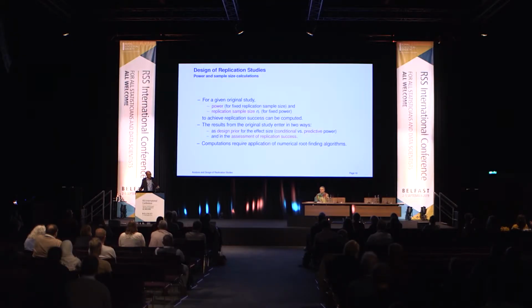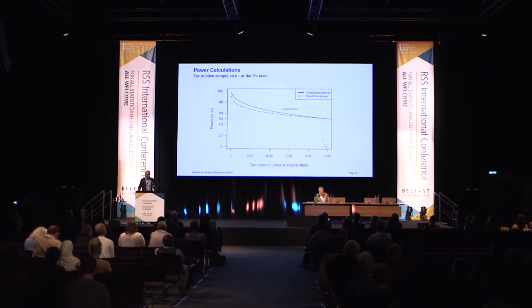Okay, so now let's move on to the design of replication studies. So we can, for a given original study, now do power calculations and sample size calculations for the replication study. I do this a bit faster, otherwise I get in trouble with Paul here. So let's suppose we just repeat the same study with the same sample size. Relative sample size is 1 at the 5% level. What's the power? Well, the traditional power for significance is just a function of the two-sided p-value, which you see here in the original study. And it's a well-known result, which I think was first published by Steve Goodman in 1992, that if your original p-value was just borderline significant, then the power is just 50%. So if you repeat the same study and your original p-value is 0.05, the chance to get a significant result is just 50%.